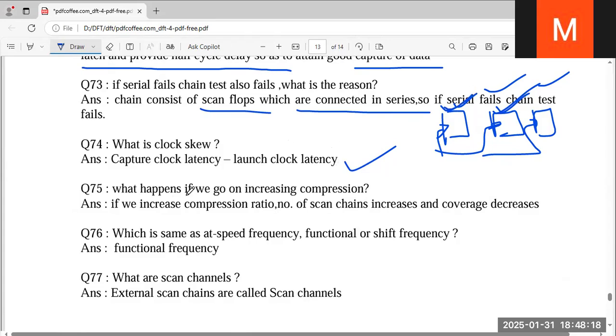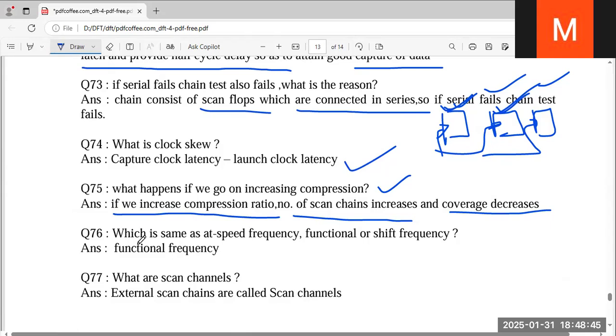So what happens if we go on increasing the compression? If we increase the compression ratio, the number of internal scan chains is increased and the coverage decreases. Also the ATPG tool will generate indefinite patterns, so the number of patterns also increases.